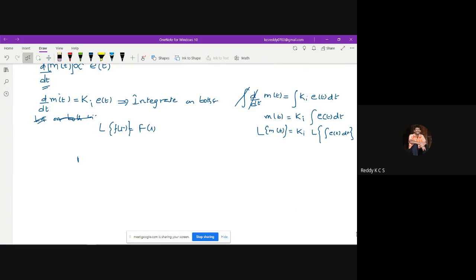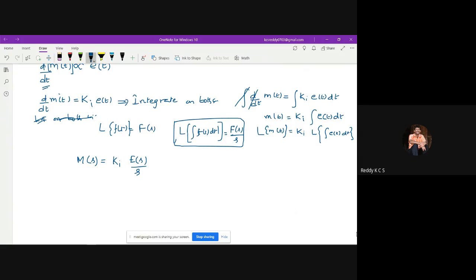So similarly, m of t is written as m of s, and ki Laplace transform of integral of i of t dt. The Laplace transform of integral of, say for example, f of t dt, can be written as f of s by s. F of s by s is the formula which you need to know. So similarly, ki e of s by s will give the Laplace transformation of integral of e of t dt.